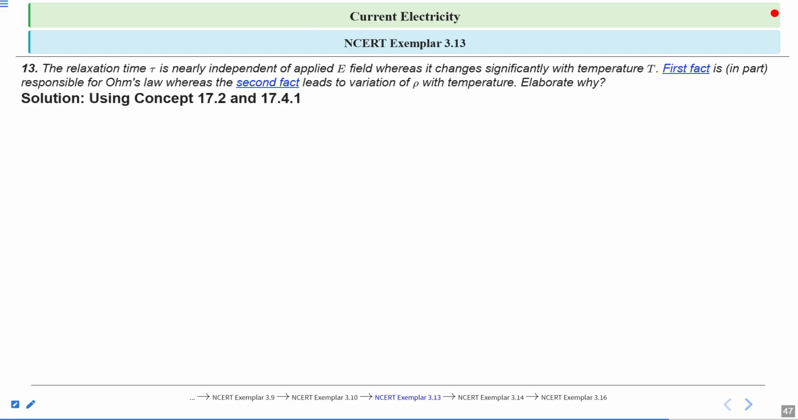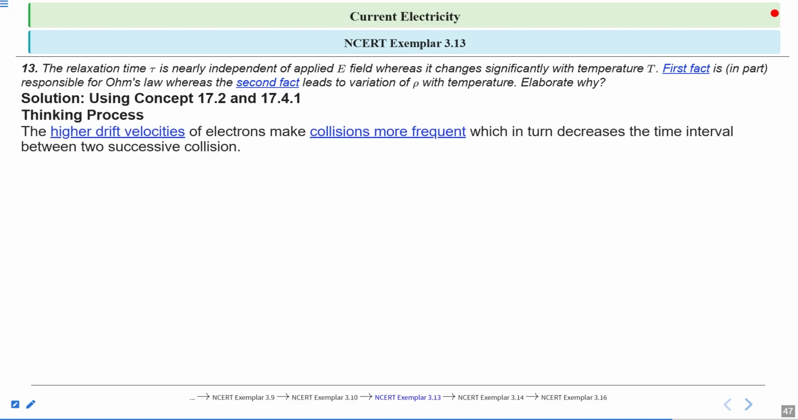So, solution using concept 17.2 and 17.4.1. What is the thinking process for this question? The higher drift velocities of the electron make collisions more frequent. If there are higher drift velocities, collisions will be more frequent, which in turn decreases the time interval between two successive collisions. Means the higher the drift velocity, the more frequent the collisions, which will decrease tau, the relaxation time.